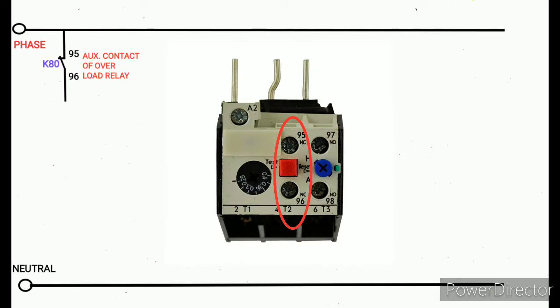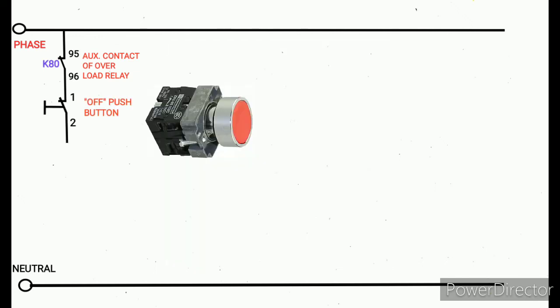Means if the motor takes overload current, the relay is going to trip. So the 95 96 NC will change to NO. The auxiliary contact operates automatically. Then we are going to draw the OFF push button.